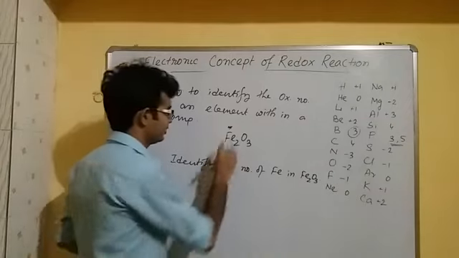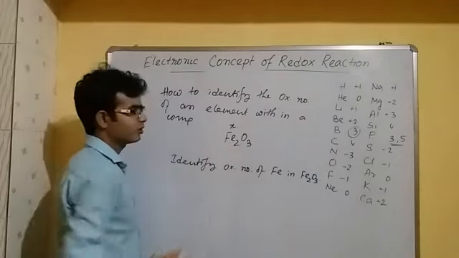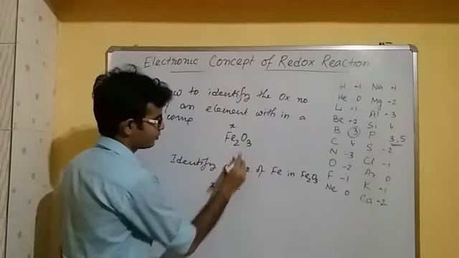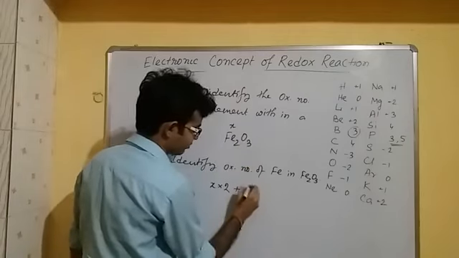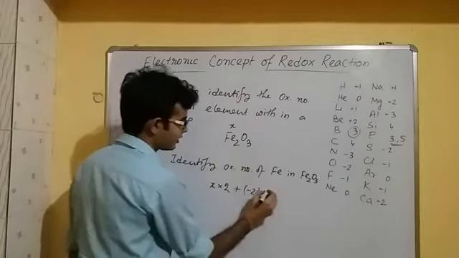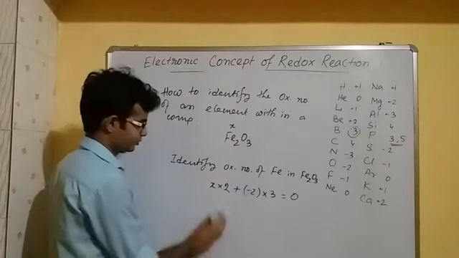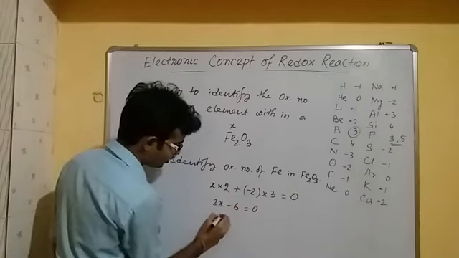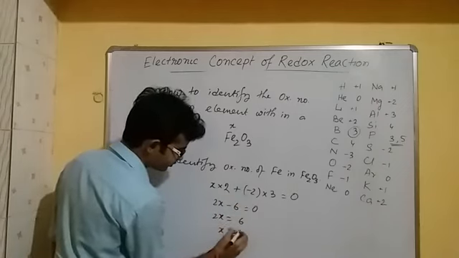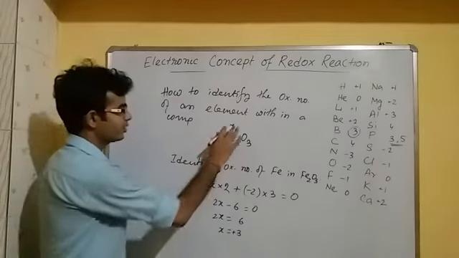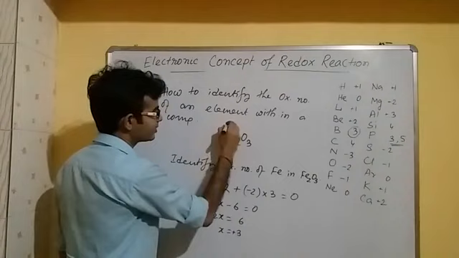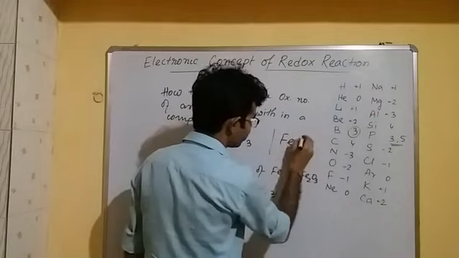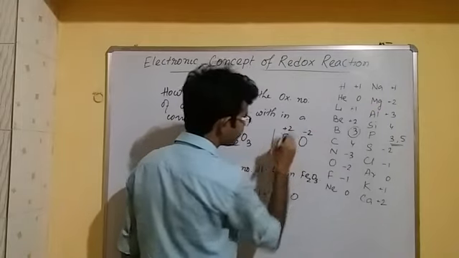Done? Let me solve. Suppose the oxidation number of iron is X. There are 2 iron atoms, so X into 2 plus oxygen, that is -2, into the number of oxygen atoms, 3, is equal to 0. So 2X minus 6 is equal to 0, so 2X is equal to 6, X is equal to 3, that is +3. So here the oxidation number of one iron atom is +3. Suppose it is given FeO: oxygen is -2, so iron must be +2.